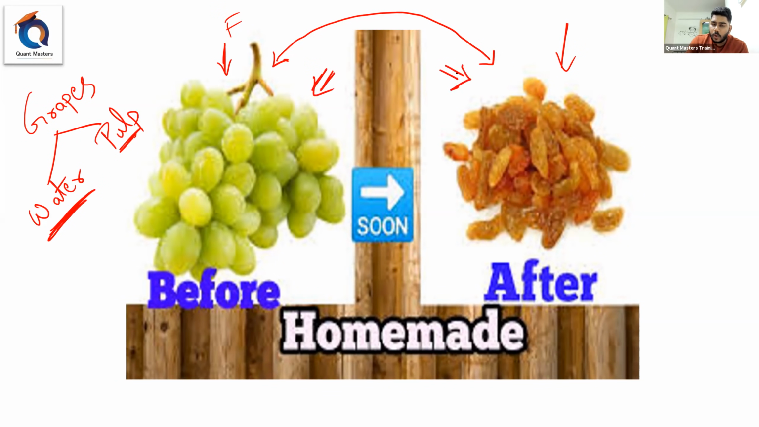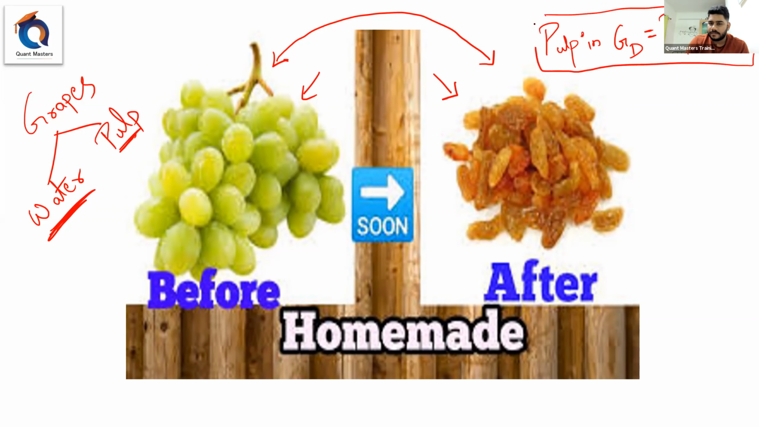Now, the very important concept is, sir, in fresh grape and in dry grape, the only thing which changes is what, sir? The only thing which changes is nothing but water content. Only the water content will change in fresh and dry grape, which means whatever pulp content I have in fresh grape, I will have the same pulp content even in dry grape. Which means, or I'll put it this way, pulp in dry grape will be equal to how much ever pulp is there in fresh grape. This is the concept, very, very important concept.